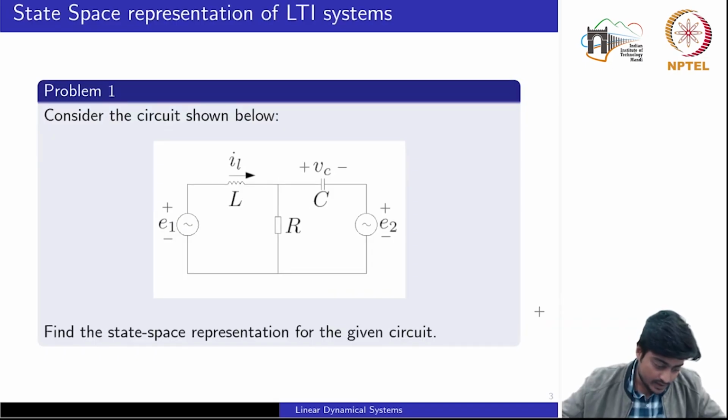The first problem is, consider this circuit shown below, where an electrical circuit is given to you containing some passive parameters, inductor, capacitor and resistor, and there are two input sources, the voltage sources E1 and E2. We need to find the state space representation for this given circuit.